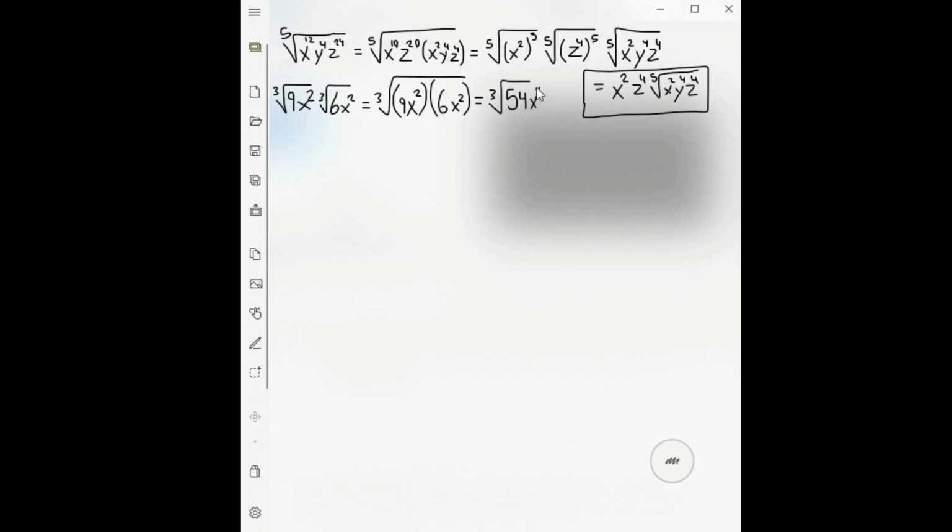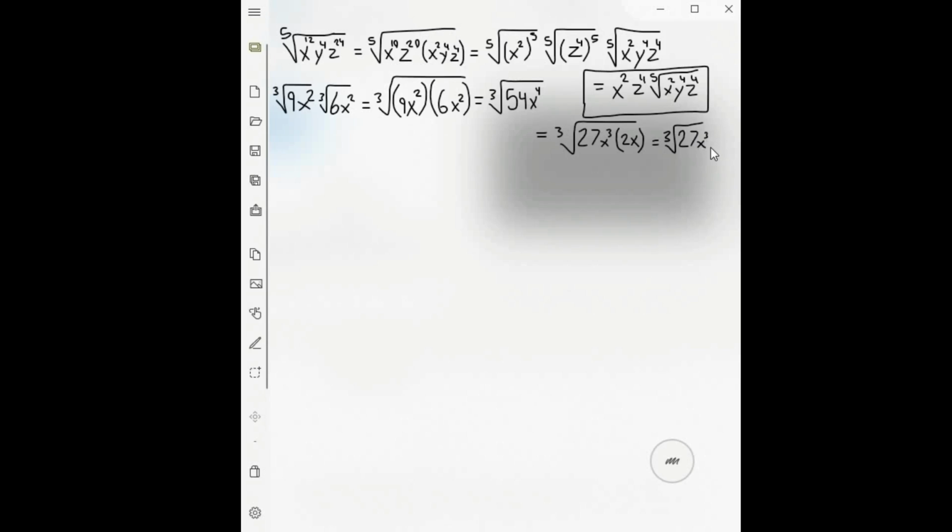X squared times x squared is x to the 4. Remember, the exponents add. And now we can actually divide 54 by 2. So we're left with 27. And then we can just leave one x out, and we do that, and the leftovers will be left in the bracket, and we do that again. Why? So that the exponent on the inside matches the index, which is 3.